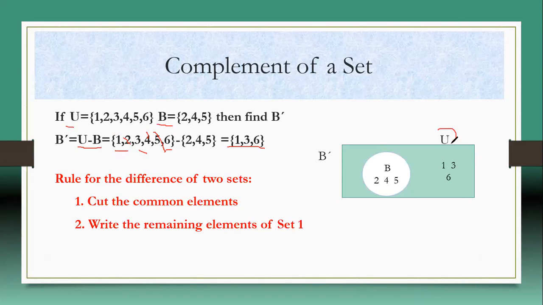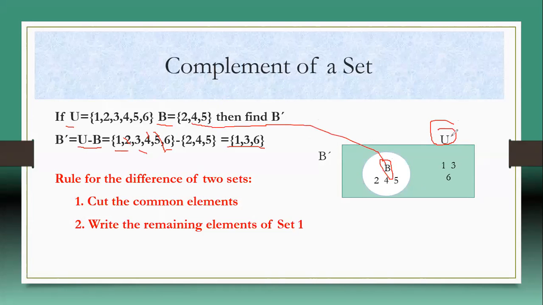Here, one rectangle for the universal set and one circle for set B. Step number 1 is first fill the circle. Circle means B. Set B is over there. So first fill the circle. That is 2, 4, 5.